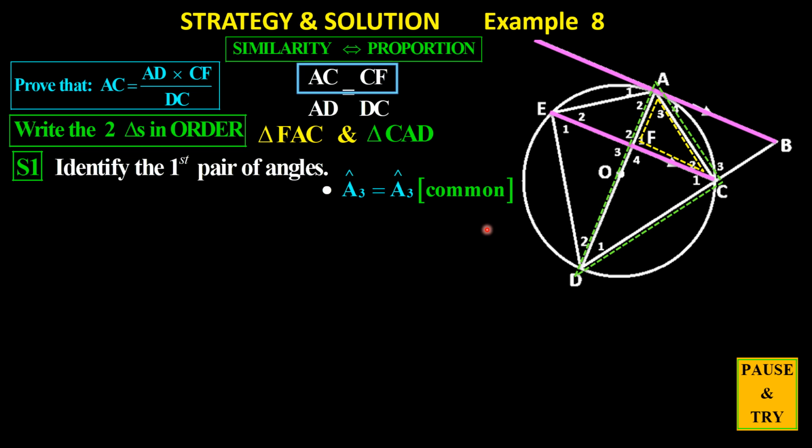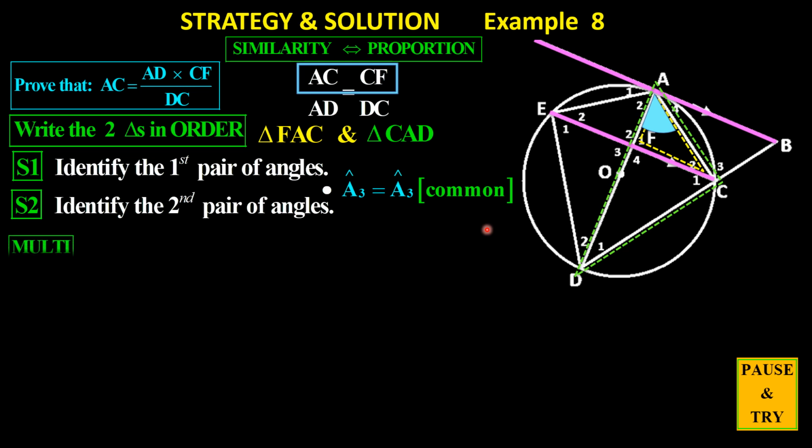And there we can see, there we have... so there the A3 is common, right? So let's get our second pair, and we use our given information. And here we're going to use a multi-step procedure. So what do we have?